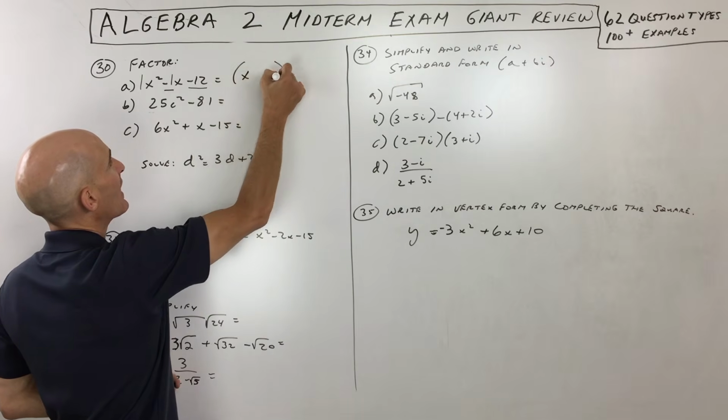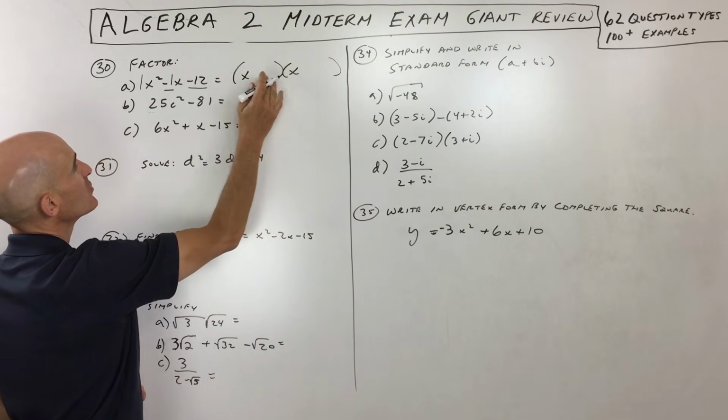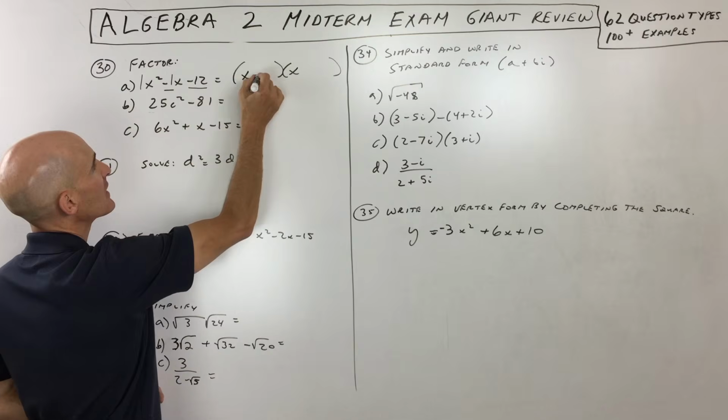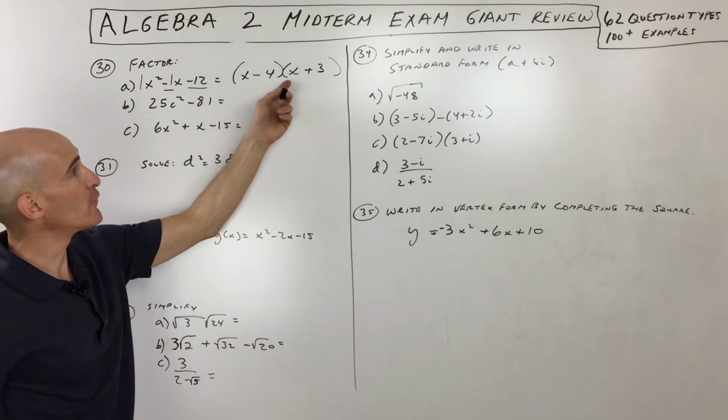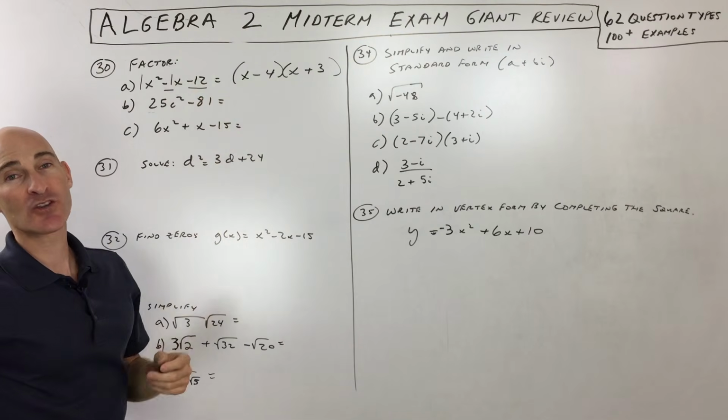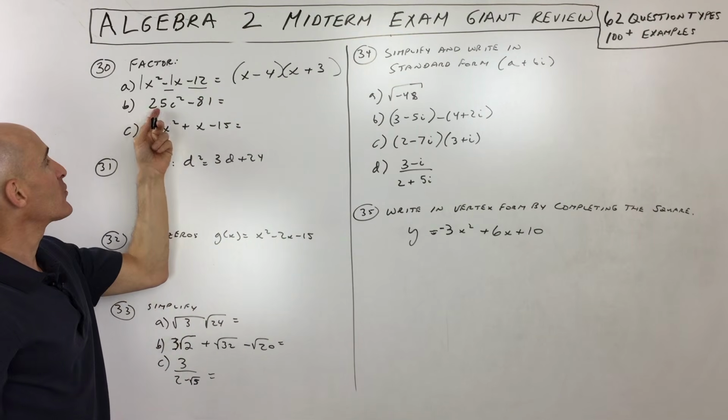So in this case, we've got x and x, that gives us x squared, but what two numbers multiply to negative 12 but add to negative 1? That's going to be negative 4 and positive 3. Now the nice thing about factoring is you can FOIL it out and check to see if you get back the original. Okay, so let's go to letter B now.